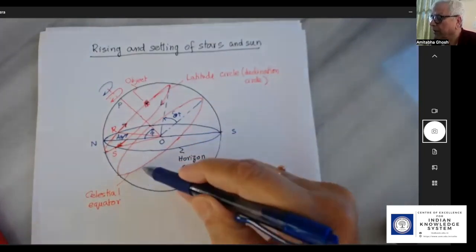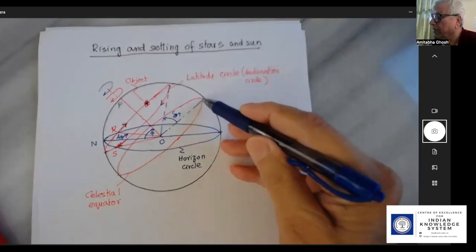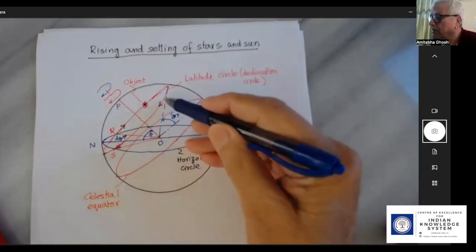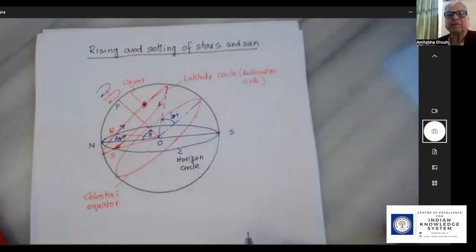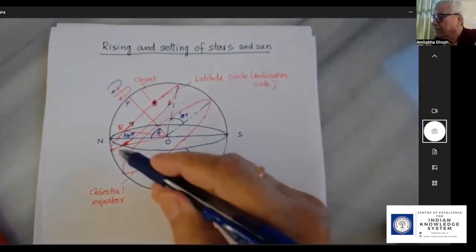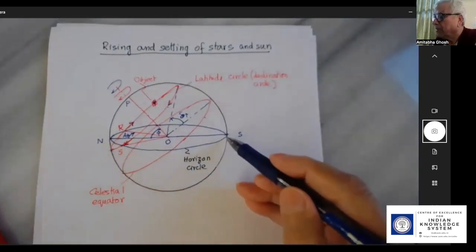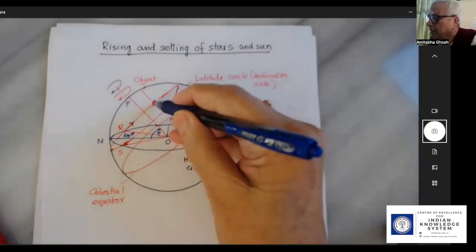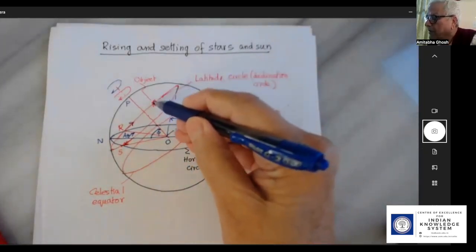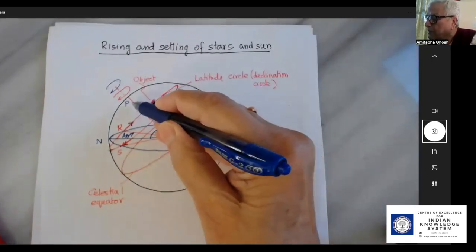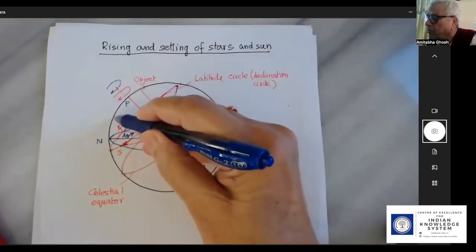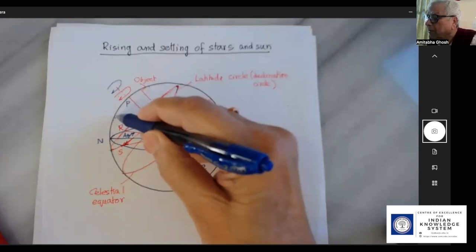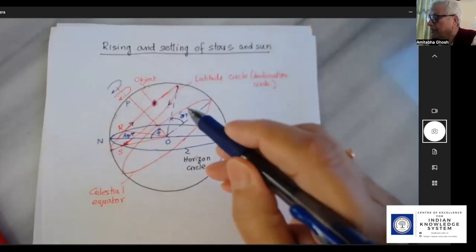This is the equator, the celestial equator. All these circles are parallel to this, but they are definitely different in size. And this is the horizon circle for the object. If an object is here, its latitude circle will be a circle passing through this and touching the celestial sphere. As you go more and more towards the north, its size becomes smaller and smaller. They are not great circles.